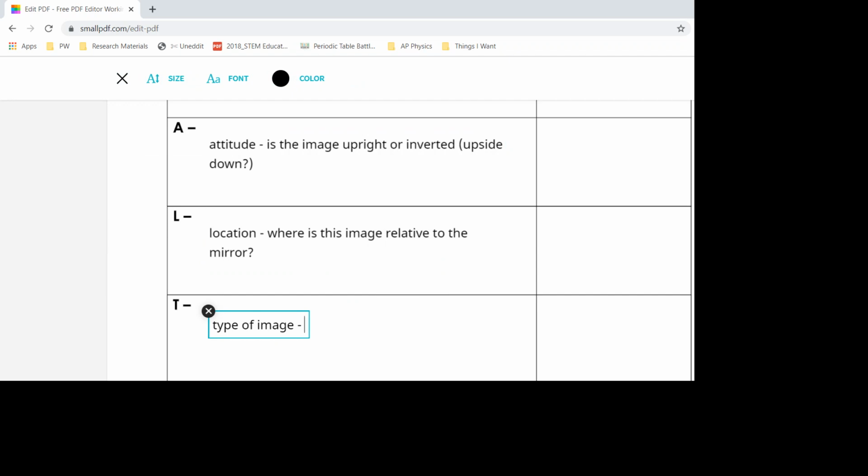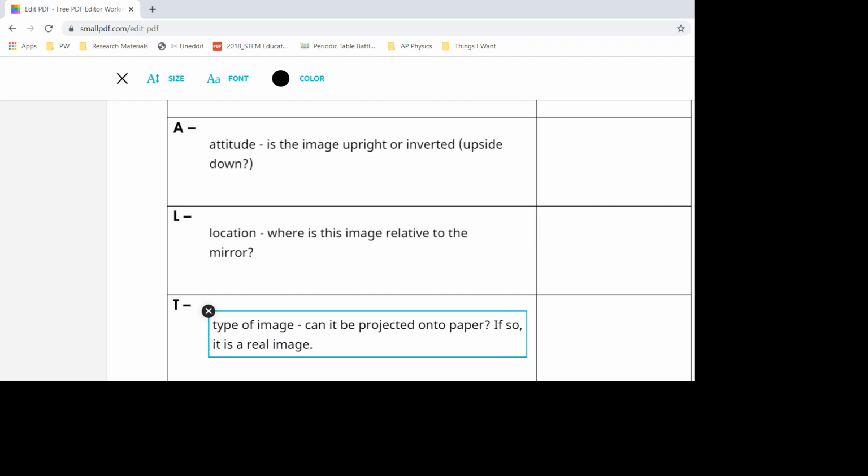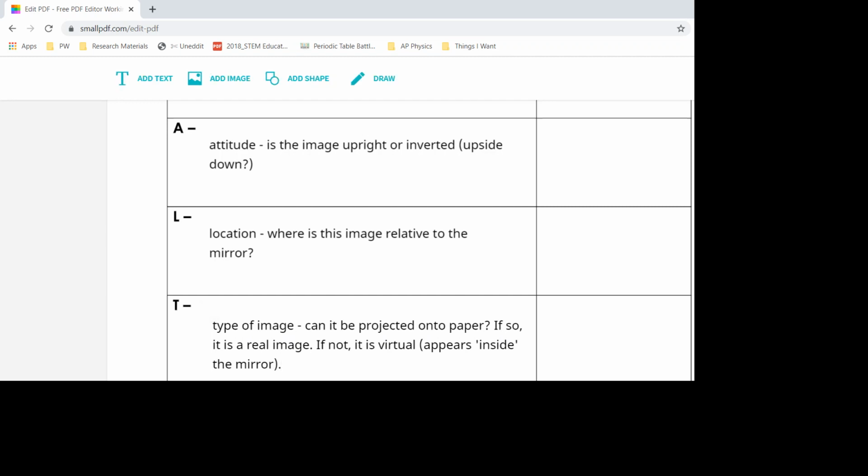So this is going to be like, can it be projected? Like, for example, on a screen or a piece of paper? If so, then that means it's a real image. If not, it is virtual. And that just means it looks like it appears inside the mirror. This is the kind of image you see whenever you look at yourself in the mirror.